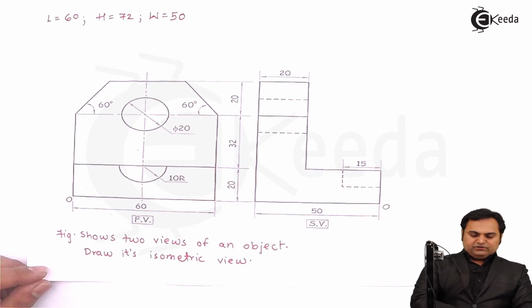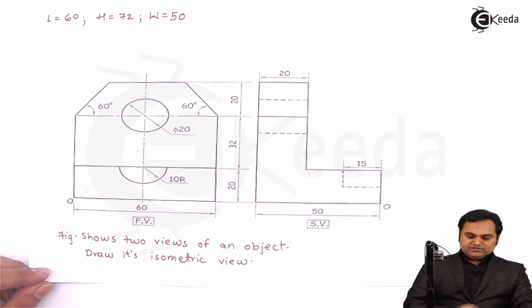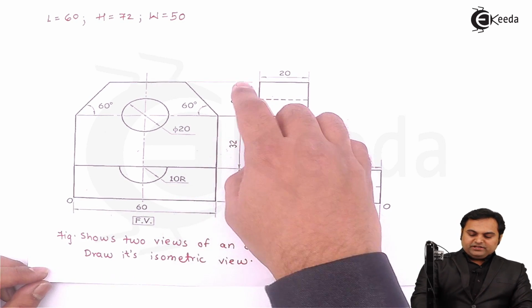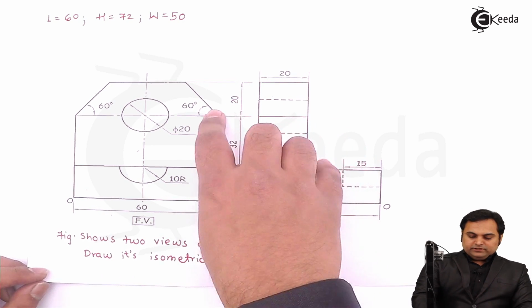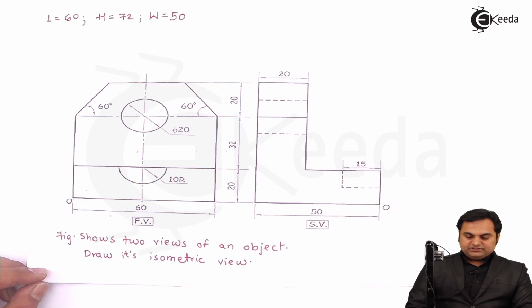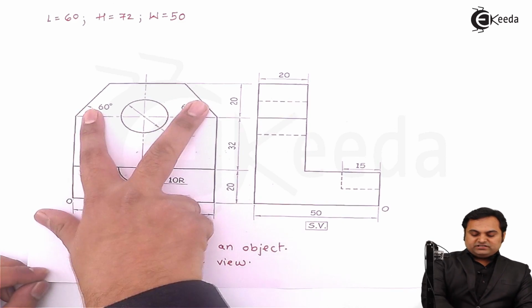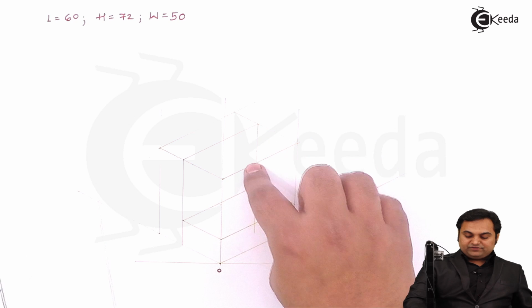And if we look from the front, this surface, when I am taking 20 mm height from the above, is having an inclination of 60 degrees on both the sides. So this surface I have to draw here in the front.